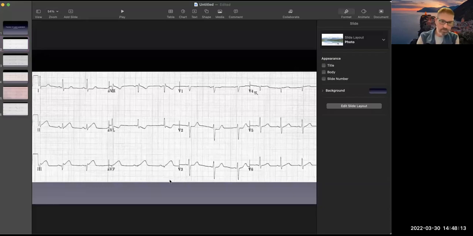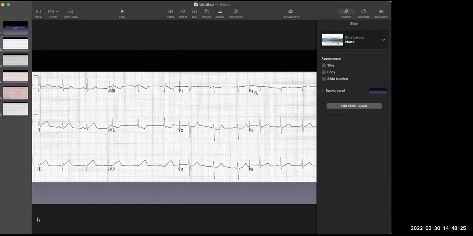All right. First 12-lead is up. I'm going to give you all a minute or two to take a look at that. Type in your interpretation, and then we'll take a look and see what people are thinking.